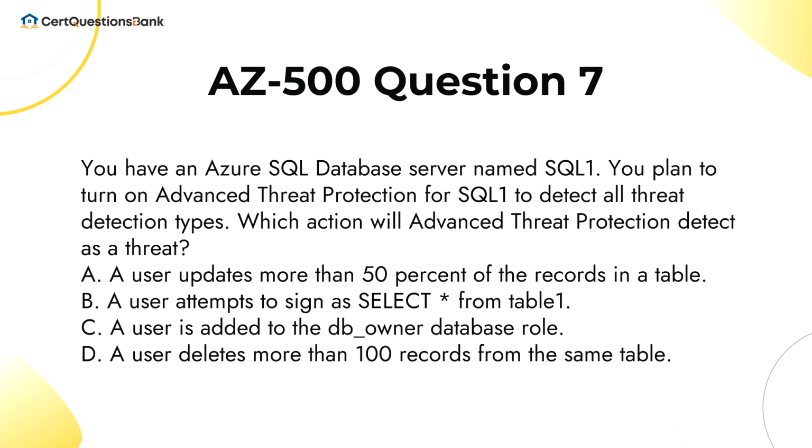You have an Azure SQL database server named SQL1. You plan to turn on advanced threat protection for SQL1 to detect all threat detection types. Which action will advanced threat protection detect as a threat? A. A user updates more than 50% of the records in a table. B. A user attempts to sign in as SELECT * FROM table1. C. A user is added to the db_owner database role. D. A user deletes more than 100 records from the same table.